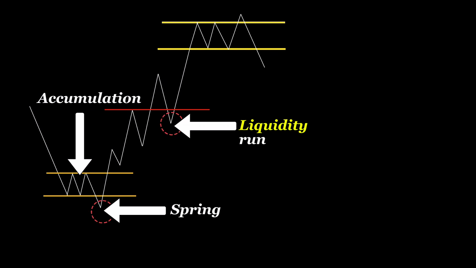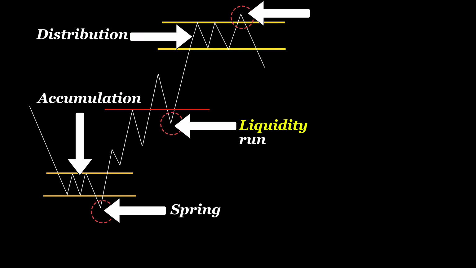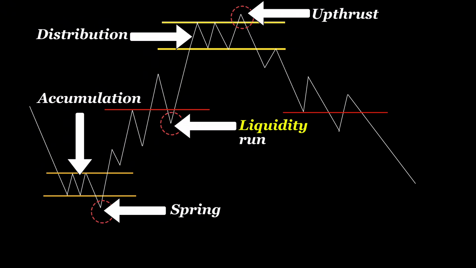Eventually, the uptrend slows and the market forms another range. Wyckoff called this the distribution phase, where institutions take profits and prepare for a reversal. Before the downtrend begins, Wyckoff identified a move called the upthrust, which is simply the opposite of the spring. In modern terms, this is another liquidity sweep, but this time, the sweep occurs above the range. This trap convinces buyers the market will continue rising, but institutions use their orders to sell into that buying pressure. After the sweep, price breaks down and the downtrend begins. During the bearish phase, liquidity runs continue appearing, but now in the opposite direction.